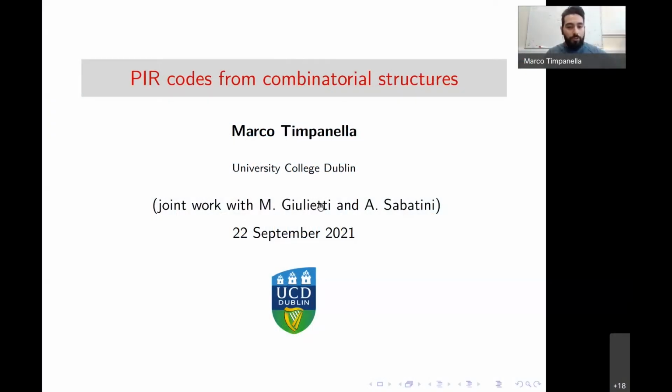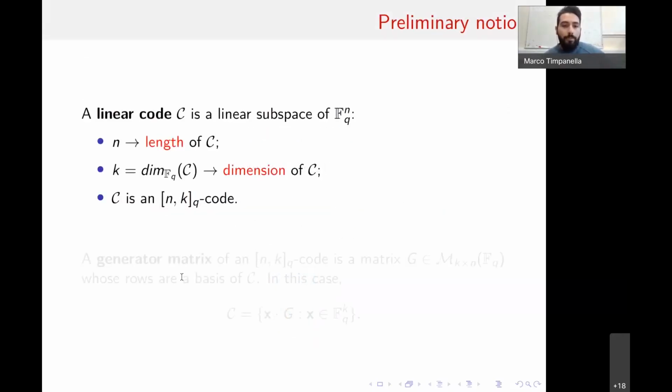Today we'll talk about the joint work with Massimo Giulietti and Arianna Sabatini on the construction of linear codes for private information retrieval. So first of all, let me recall a few basic facts on linear codes.